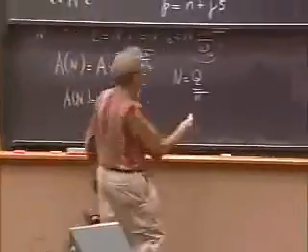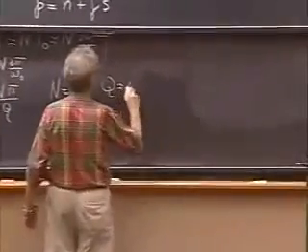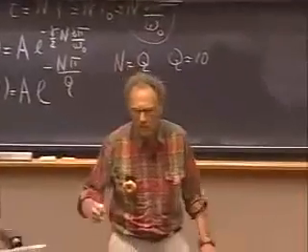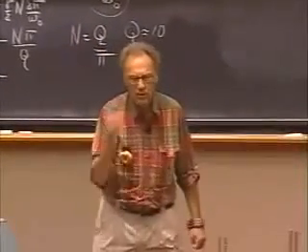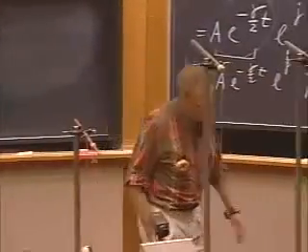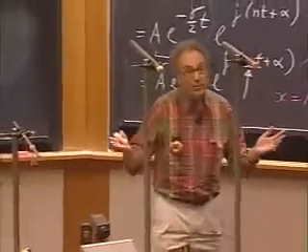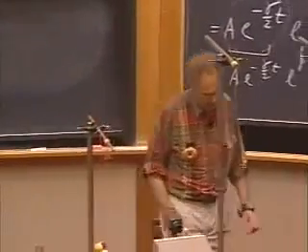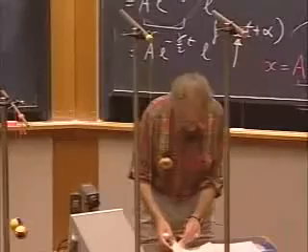And so if Q is 10, it tells you that you have to wait about 3 oscillations, roughly, for the amplitude to go down by a factor of e. And if Q is 100, you have to wait more like 32 oscillations for the amplitude to go down by a factor of e.